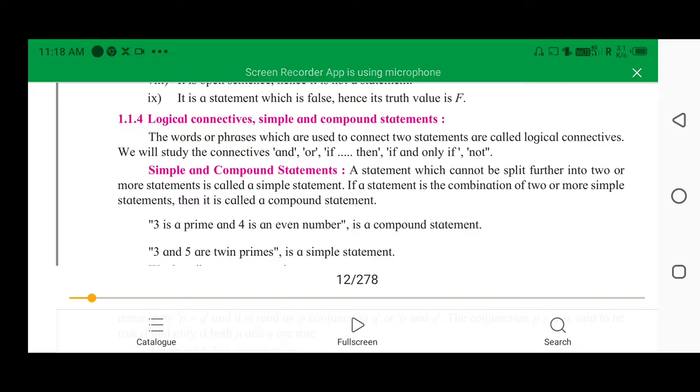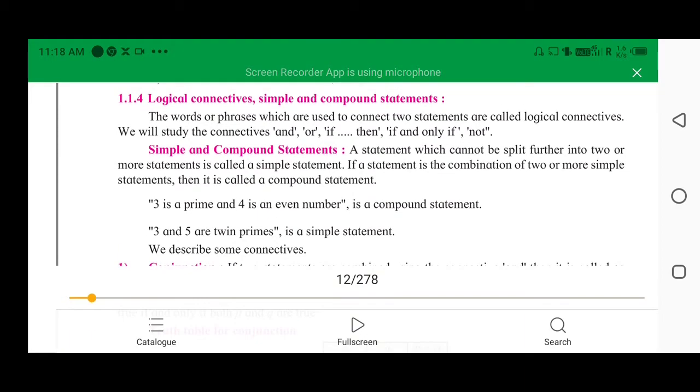Okay, let's see the definition of the simple and the compound statement. A statement which cannot be split further into two or more statements is called a simple statement. If the statement is a combination of two or more simple statements, then it is called a compound statement. 2 is a prime number and 4 is an even number, so it is a compound statement. Here, and is the connective.